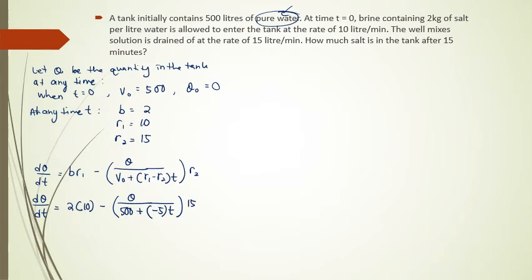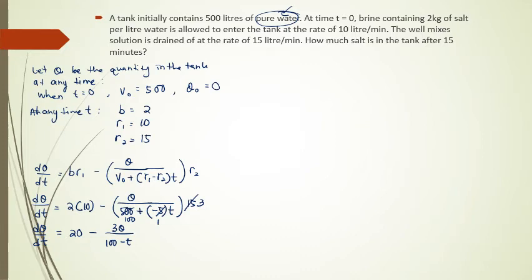Okay, so simplify, we get 20 minus 3Q over 100 minus T. Okay, so we get dQ over dt equal to 20 minus 3Q over 100 minus T.